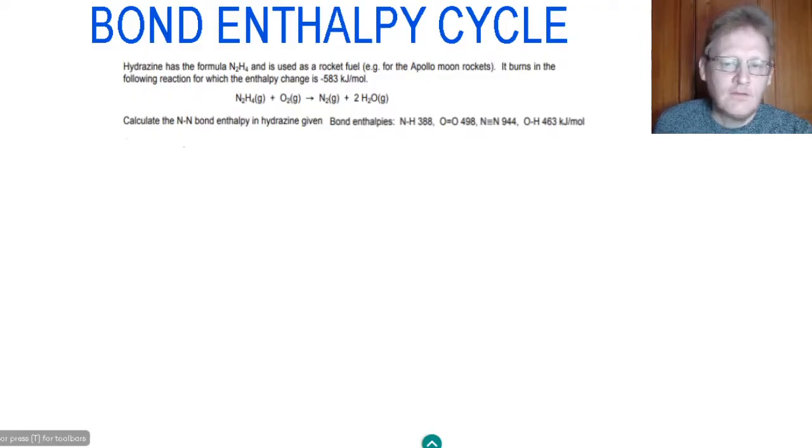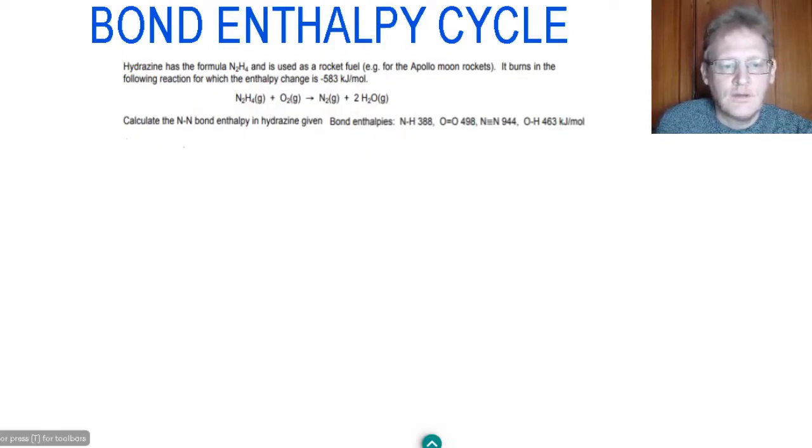So I thought we'd have a look at another way of doing bond enthalpy calculation. Exactly the same question. And then you can see which method you prefer. So again, for any bond enthalpy calculations, I think it's worthwhile doing the displayed formulas for the reactants and products.